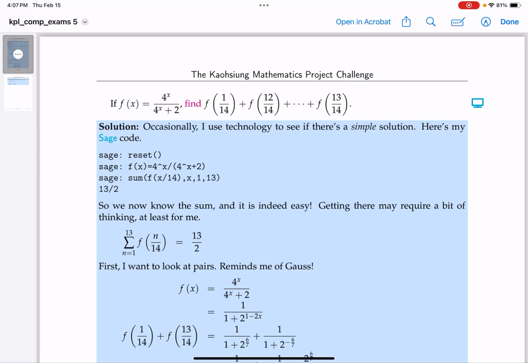Okay, we're given a function, and the function is equal to 4 to the x divided by the quantity 4 to the x plus 2. And I want to find a sum. It's a finite sum, though. It's f of 1/14th, which is not going to be easy to compute, by the way.